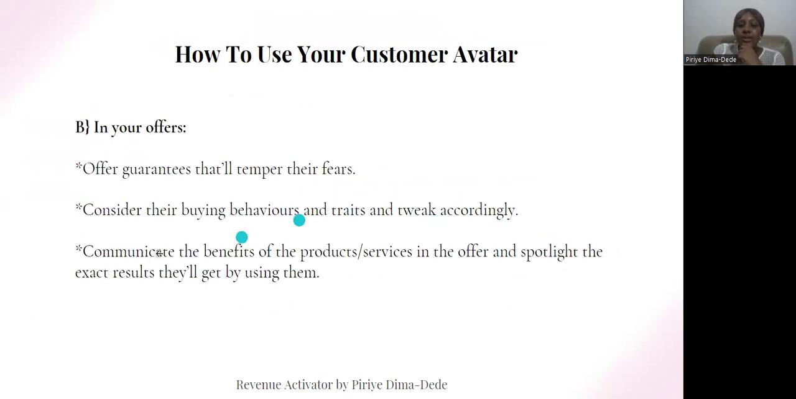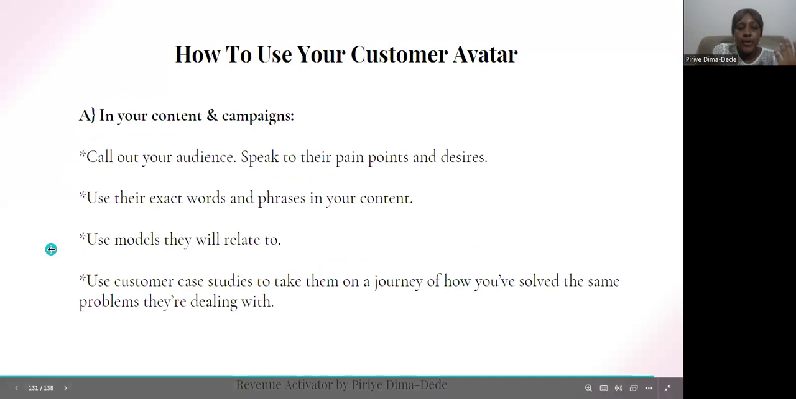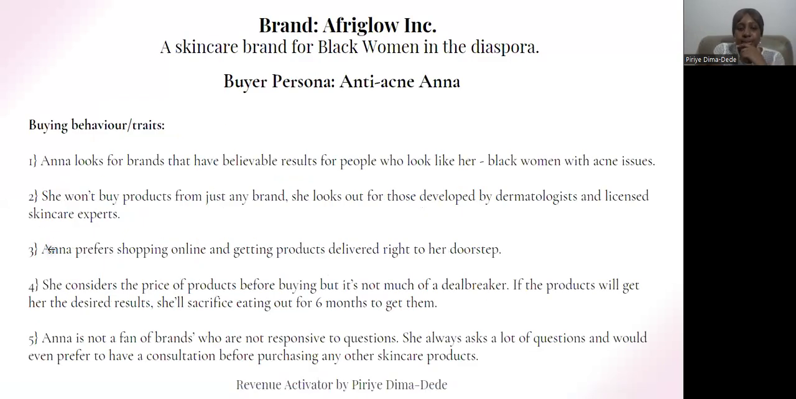The next thing you can do is, when you're creating your offers or your products, consider their buying behaviors and traits and tweak accordingly. So Anna needs a brand that's very responsive. Ensure you're responsive while your offer is running and in general with your business. That is something every business should be, responsive to customers and to leads. Number two, she needs to see people who look like her. Ensure that the cover image for your offer, your promotional flyer, is someone she can resonate with, someone she can connect to. So you go ahead and consider all the buying behaviors and tweak your offer accordingly.